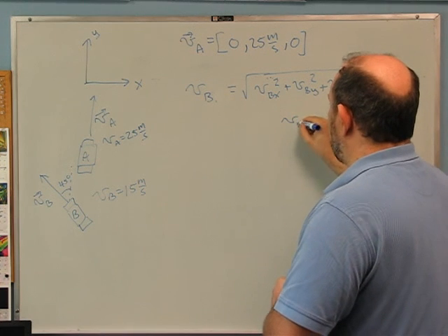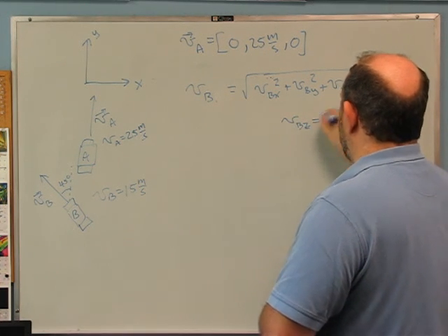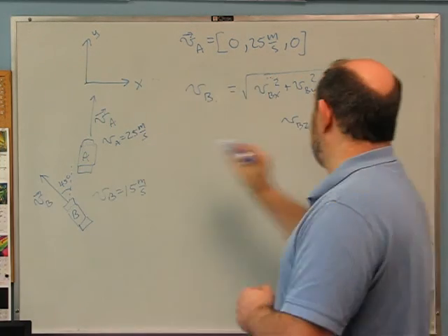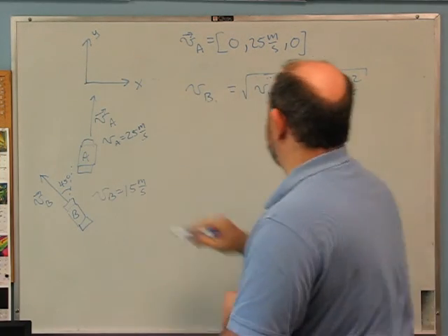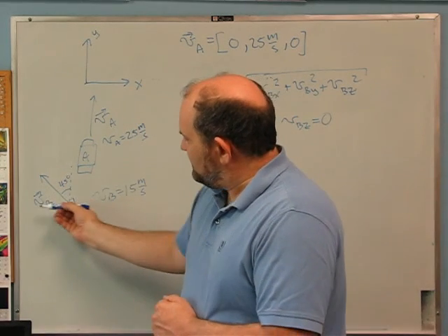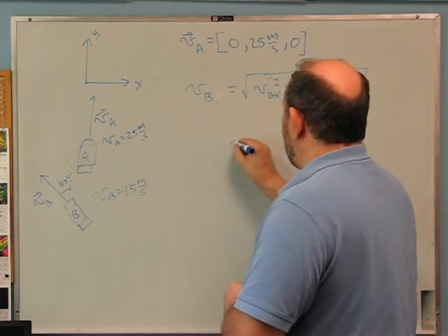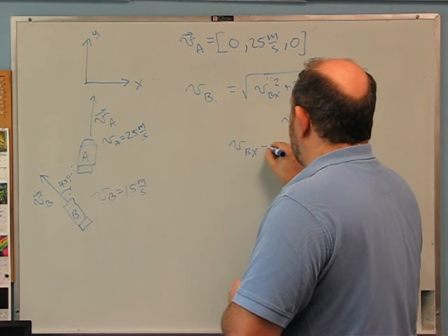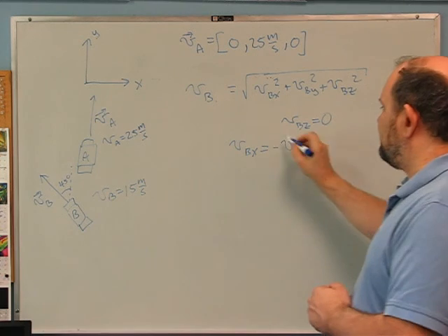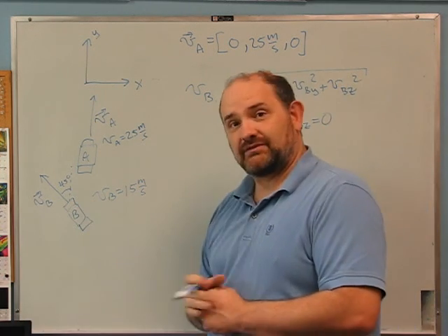Now we know that VBZ is equal to 0. The car is driving on flat ground and it's going northwest. It's not going up or down. So VBZ is 0 given this axis definition. We also know, because this is a 45 degree angle, that VBX has to be negative, and it also has to be the negative of VBY. Because if these didn't have the same absolute value, that wouldn't be a 45 degree angle.